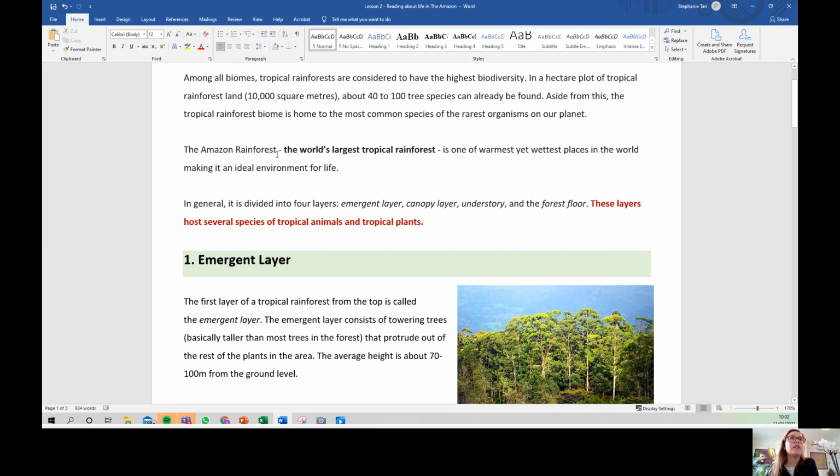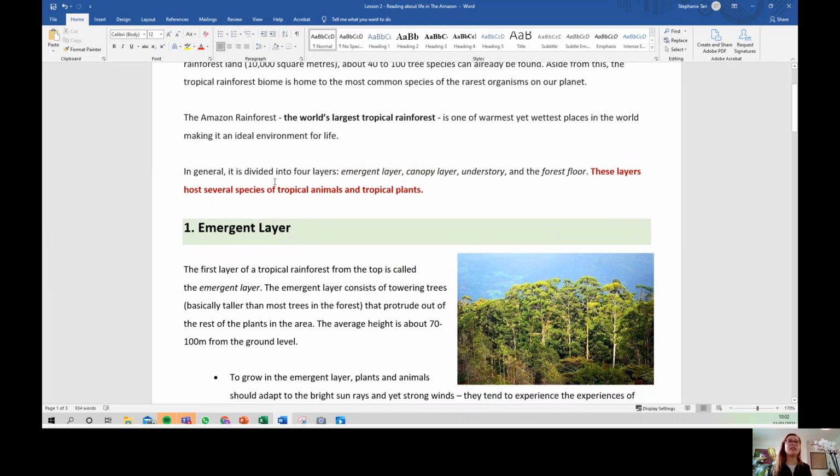The Amazon rainforest, the world's largest tropical rainforest, is one of the warmest yet wettest places in the world, making it an ideal environment for life. In general, it is divided into 4 layers. We know this: the emergent layer, canopy layer, understory, and the forest floor. These layers host several species of tropical animals and tropical plants.